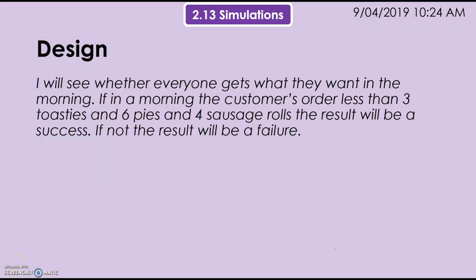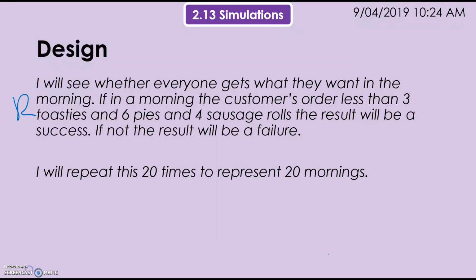So the next part is the result. The thing we're looking for is whether everyone gets what they want in the morning. This will mean the customers will order 3 or less toasties, 6 or less pies, or 4 or less sausage rolls. Otherwise, the result will be a failure. Okay, and then the next part is to also include the number of times you're going to repeat the trial. So in this case, it's 20.